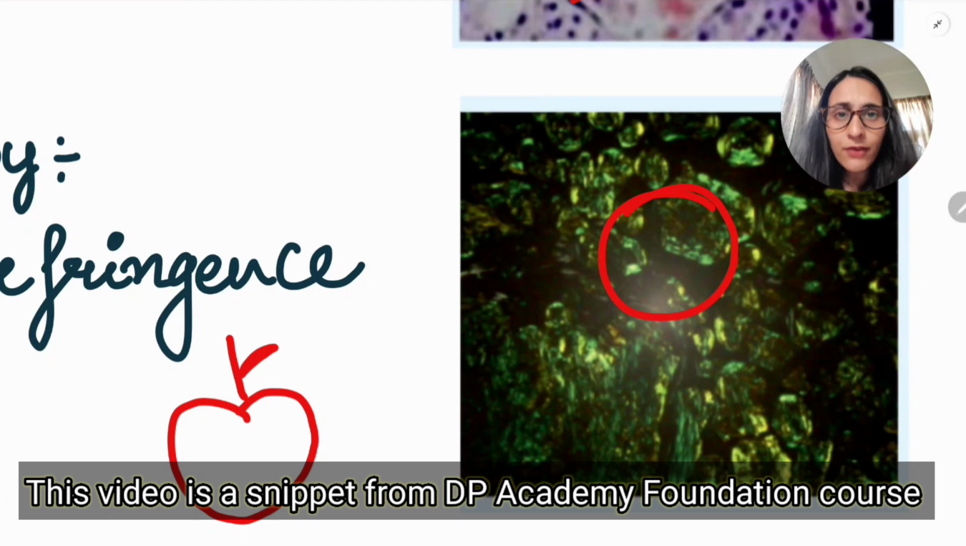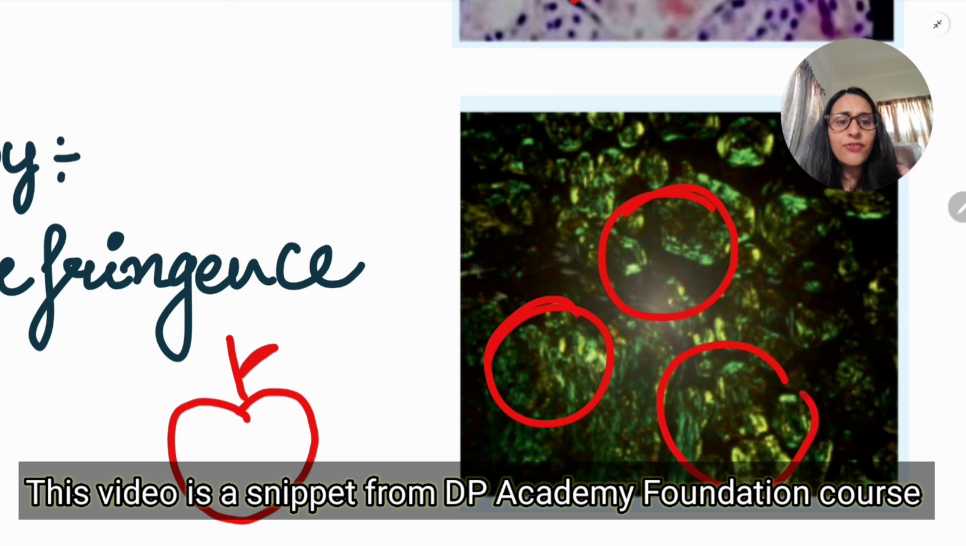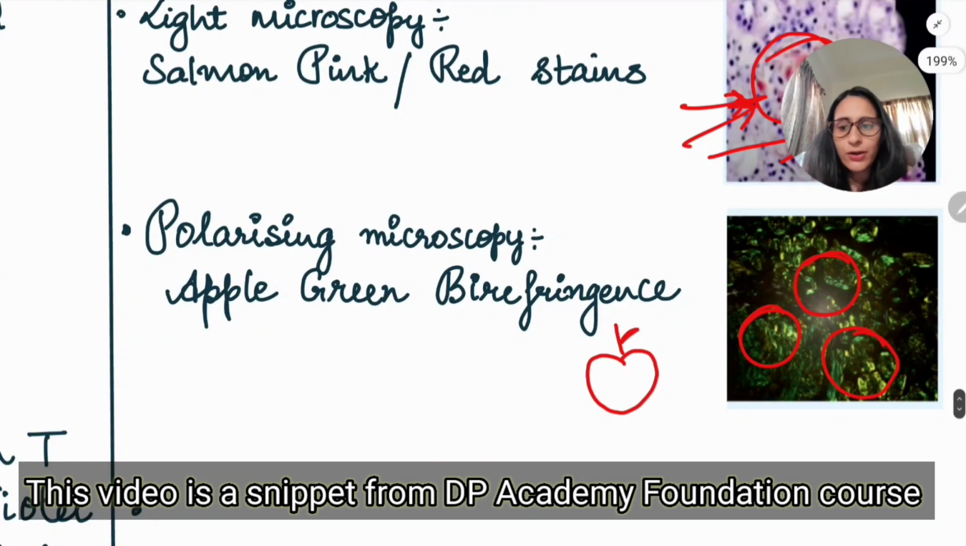Actually for amyloidosis, the most important takeaway point from this lecture is apple green birefringence, which is seen on which microscope? On the polarizing microscope. See, apple, you can see this. This is birefringence. It appears like this is not a light microscopic view. This is birefringence, where you can see the light is coming out. So it is a polarizing kind of thing. So it is seen on polarizing microscopy.